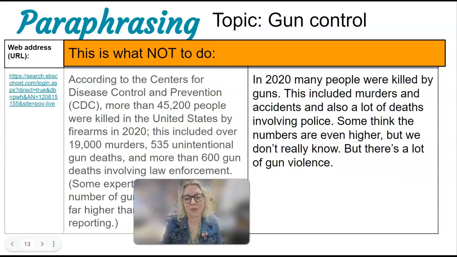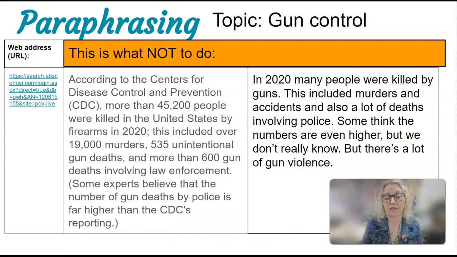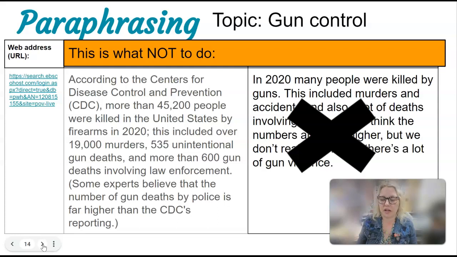Now, I'm giving you a what not to do. Okay? This is what we see a lot from students when they paraphrase. They make it shorter, and they take out the good info. So you can see in this paraphrased version, in 2020, many people were killed by guns. This included murders and accidents and also a lot of deaths involving police. Some think the numbers are even higher, but we don't really know, but there's a lot of gun violence. There isn't that good noteworthy evidence in here. All of the numbers are taken out. All of the references to these official documents that would support these ideas is taken out, and so it's no longer noteworthy evidence. So we want to avoid that kind of generalization or quick summary and instead get all those good details in your paraphrase note.